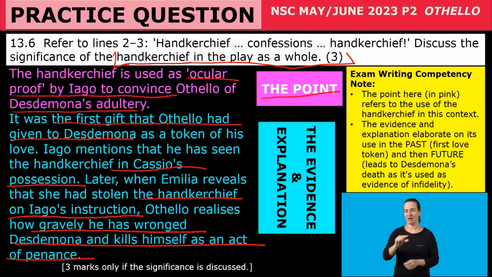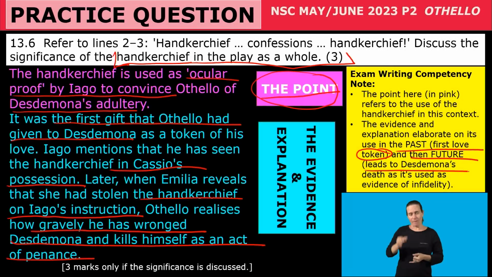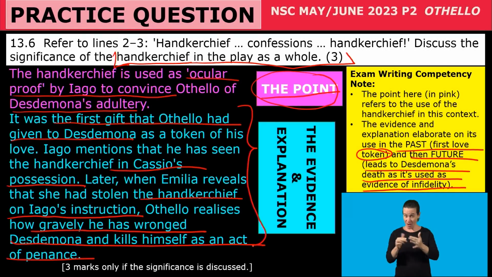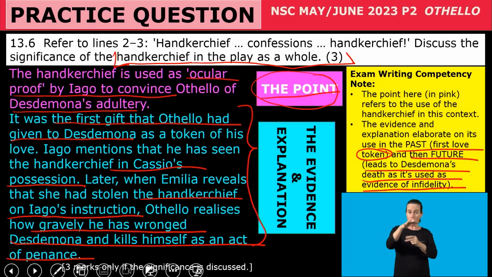So the point we have in pink, and then so refers to the use of the handkerchief in this context. The evidence and the explanation elaborate on its use in the past, the first love token, and then the future, which leads to Desdemona's death, as it is used as evidence of the infidelity. So look at how I refer to it in context of the play as a whole.